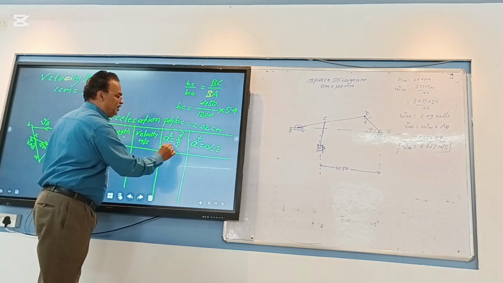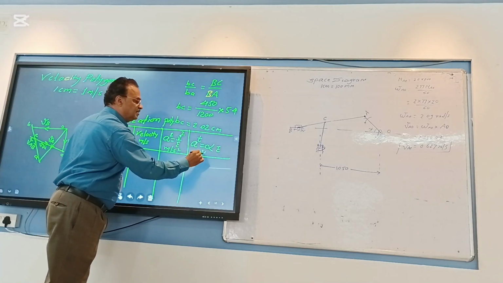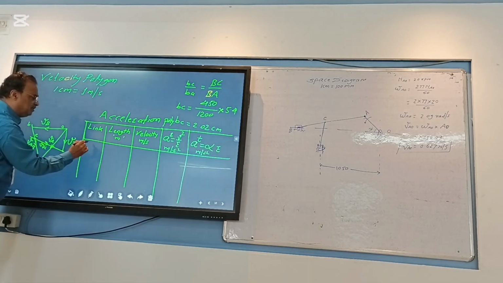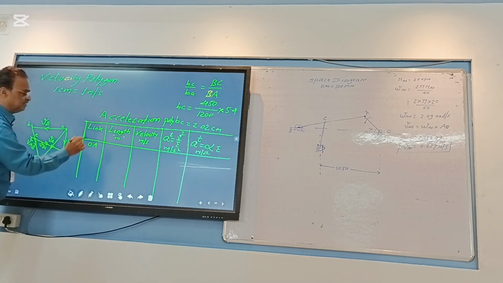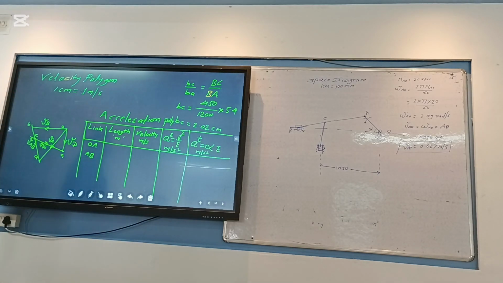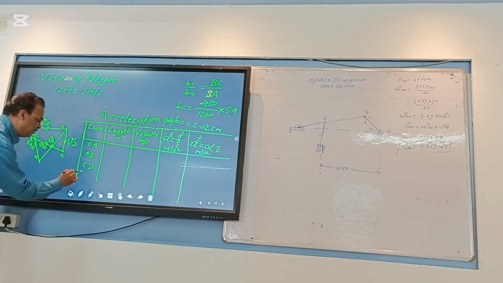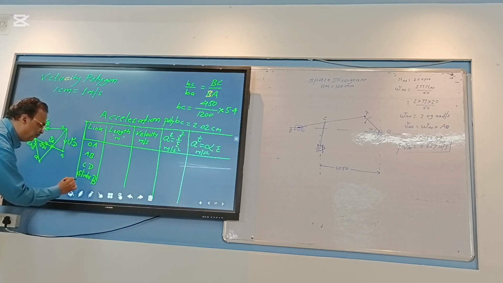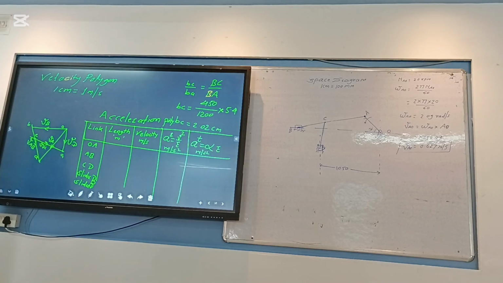So this acceleration must be in meters per second squared. Now what are the links? See the mechanism, first the space diagram. First link is OA, second link is AB. You might say, sir, should I take AC? No, the whole link is AB. C is the point on the link AB, leave it. Then CD and the last one is the slider D. I have included both sliders. There is a horizontal slider B and also a vertical slider D.